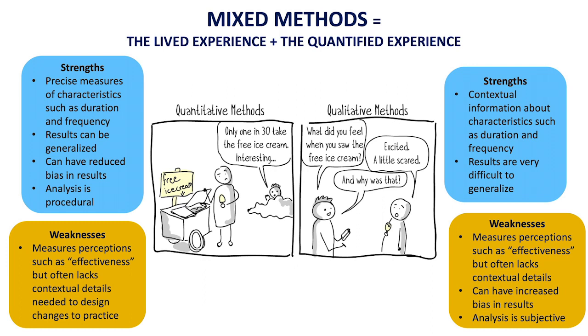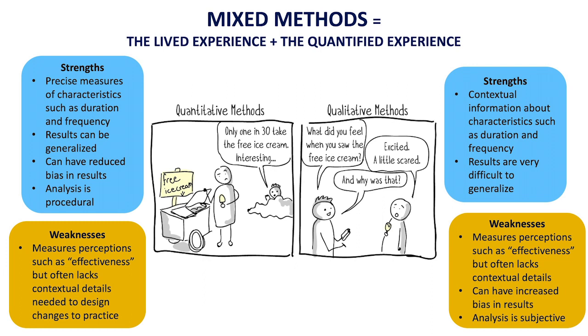So that's the lived experience, which is the qualitative, and the quantitative, which is that numerical data to explain a phenomenon. So for our quantitative methods, the strengths are that they are often precise measures, if they're made well, of characteristics such as duration and frequency. Often results can be generalized, and it can reduce bias when the tool is properly made. And analysis is largely procedural, so it's not up to interpretation. You use specific methods to understand your numerical data.